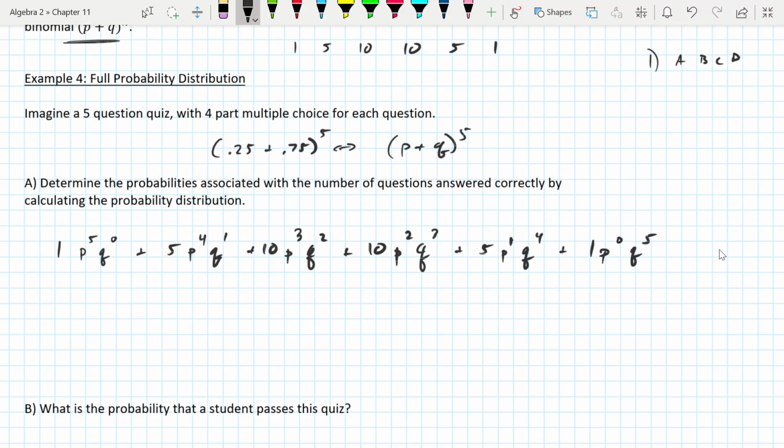Okay. And basically, what each one of these coefficients represents is the number of different possible tests that can happen that way, right? So we take a look here. 1 plus 5 plus 10 plus 10 plus 5 plus 1 is 32. So there's 32 possible tests.